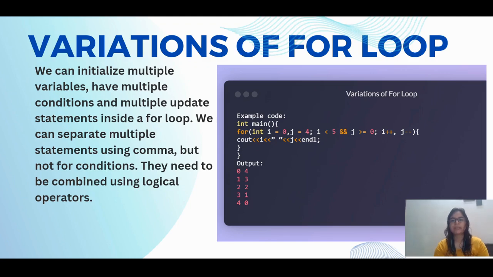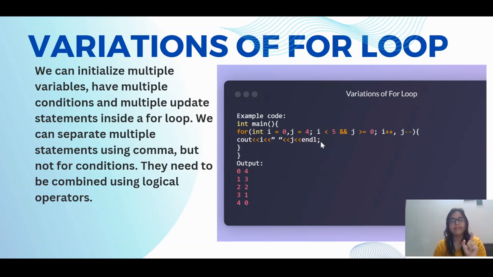Now next, we can initialize multiple variables having multiple conditions and multiple update statements inside a for loop. So this is also another possibility of writing a for loop. We only need to keep in mind that whenever we are specifying multiple statements, they must be separated with the help of a comma. You can see over here int I is equal to 0, you separate it with a comma. You specify another variable, initialize it with j is equal to 4. Then a semicolon, this particular statement is done, you move on to the conditional statement. Then after that, the updation statements are also separated with the help of a comma.